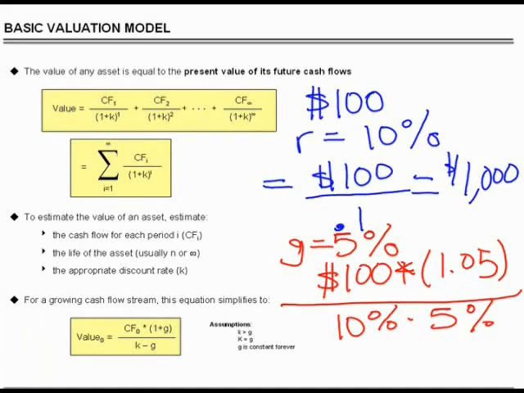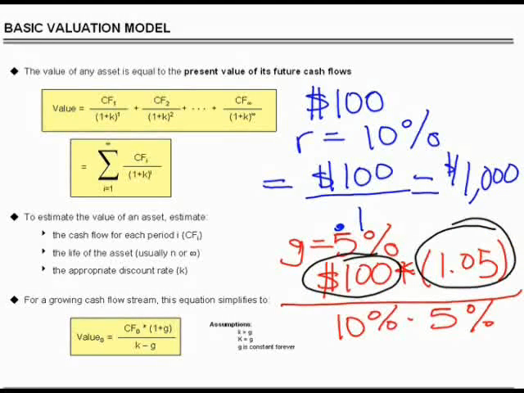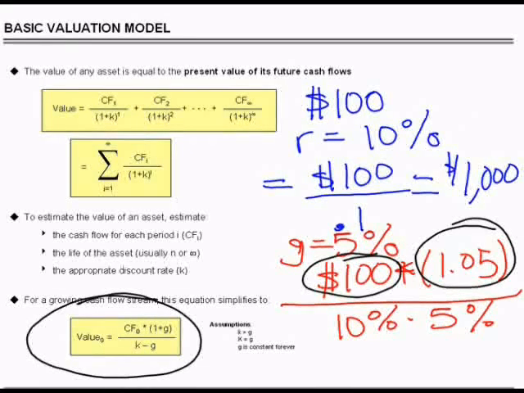In other words, this is a perpetual cash flow stream, this $100. It will grow at 5% every year. And when you take that and apply it to this formula down here, CF0, where 0 stands for the latest current year, times 1 plus G, divided by K, the discount rate, minus G. There are, of course, a couple of assumptions to point out here. K has to be greater than G. K cannot equal G. And G is constant forever.